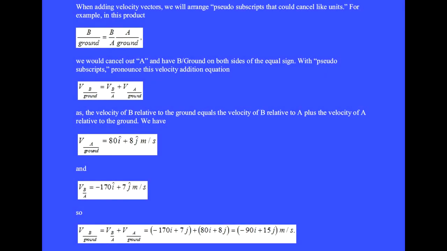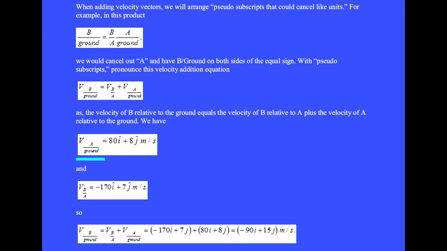When adding velocity vectors, we will arrange sort of subscripts that could cancel like units. For example, in this product, B divided by ground equals B divided by A times A divided by ground. We could cancel out A and have B divided by ground on both sides of the equal sign. With sort of subscripts, pronounce this velocity addition equation as the velocity of B with respect to ground equals the velocity of B with respect to A plus the velocity of A with respect to ground.